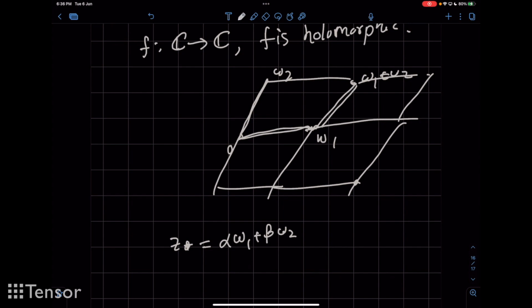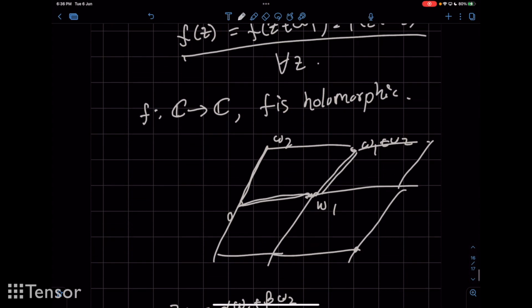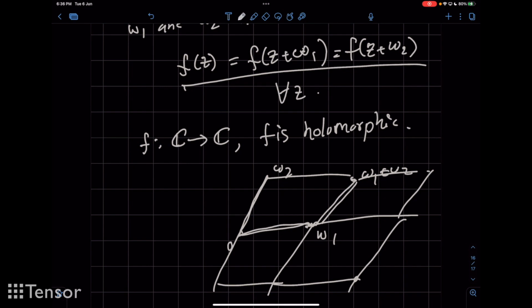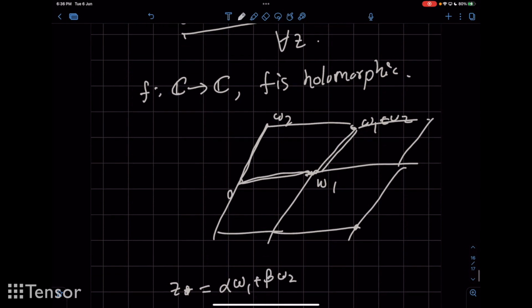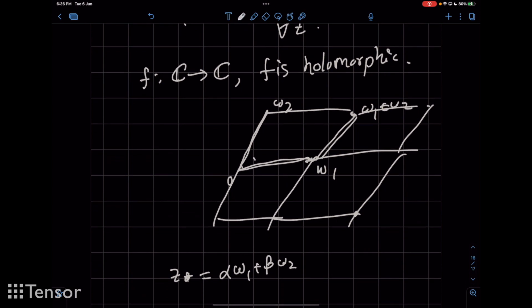Now, we know that f is doubly periodic. So f of z is the same as f of z plus omega 1, and that is the same as f of z plus omega 2. That is, the value of f at this point is the same as the value of f at this point, and that is equal to the value of f at this point as well. If we extend it, the value of f at this point is also equal.